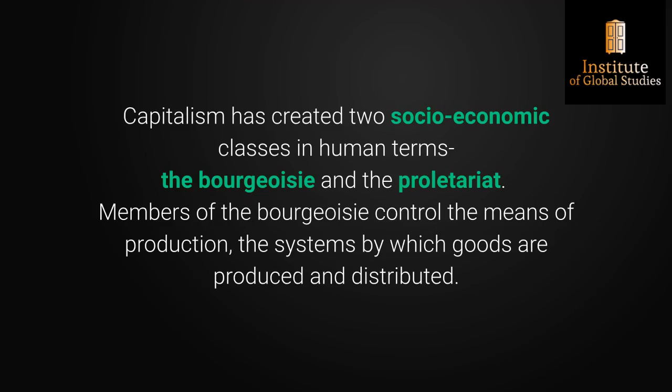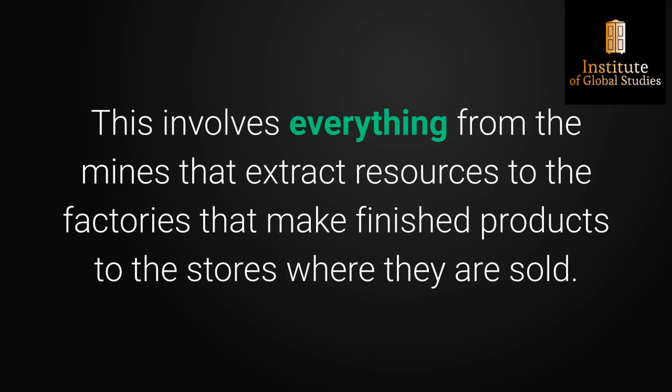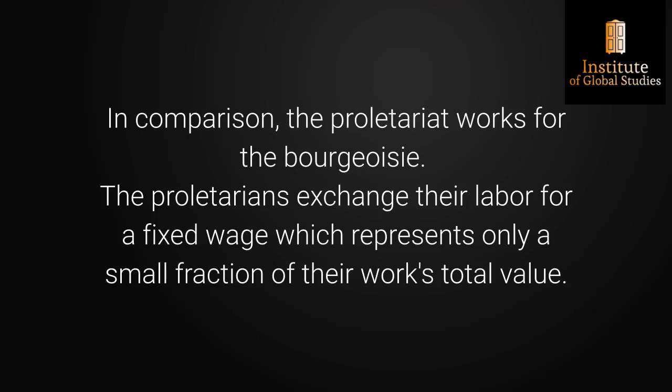Capitalism has created two socio-economic classes in human terms, the bourgeoisie and the proletariat. Members of the bourgeoisie control the means of production, the systems by which goods are produced and distributed. This involves everything from the mines that extract resources to the factories that make finished products to the stores where they are sold. In comparison, the proletariat works for the bourgeoisie. The proletarians exchange their labor for a fixed wage which represents only a small fraction of their work's total value.